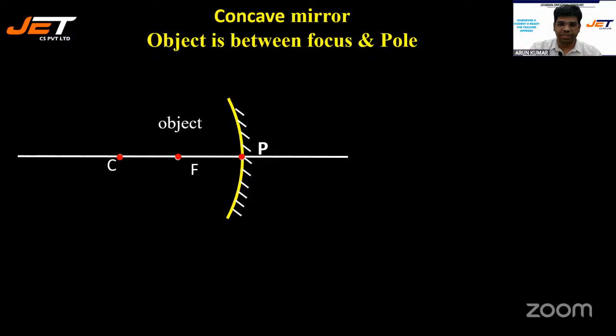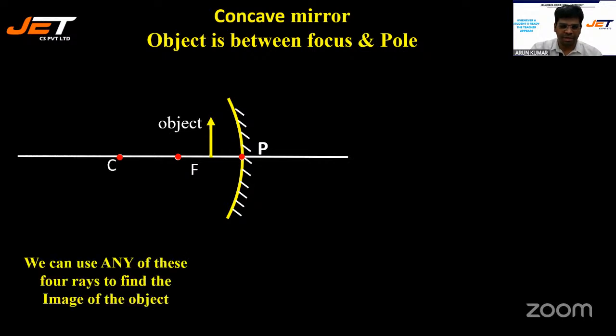Brilliant. Now let's look at this one. This is my special case. I really like this case, when the object is between focus and pole. Here, when the object is between pole and focus, what happens now? What do you think happens, students? It's somewhere between focus and pole. So let's see the ray diagram.